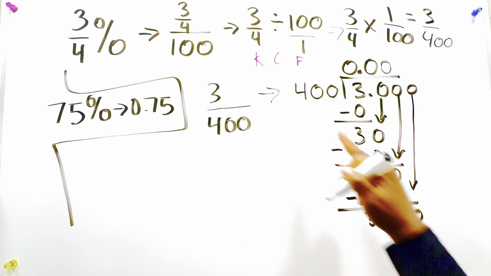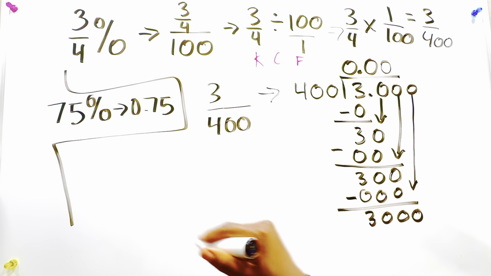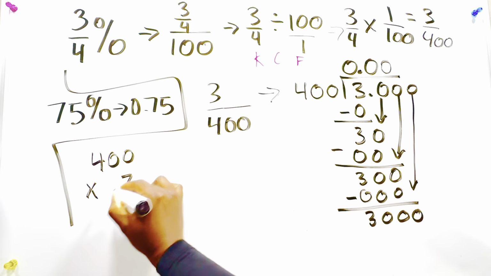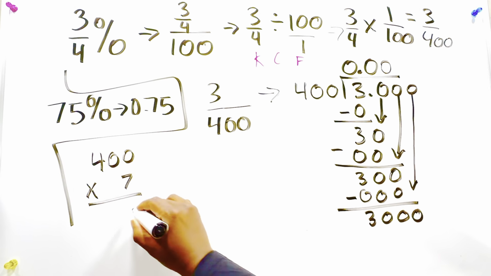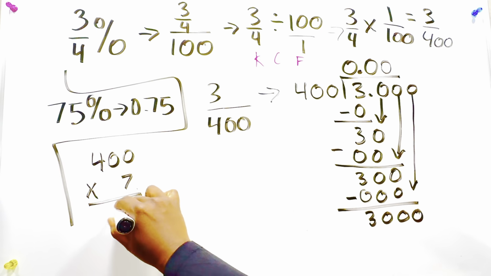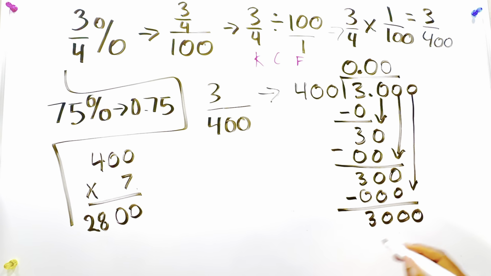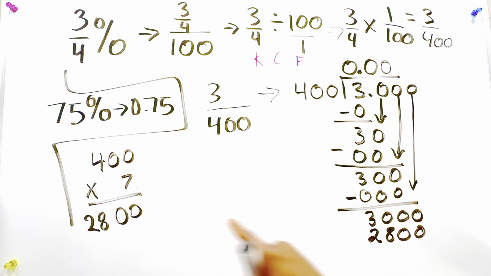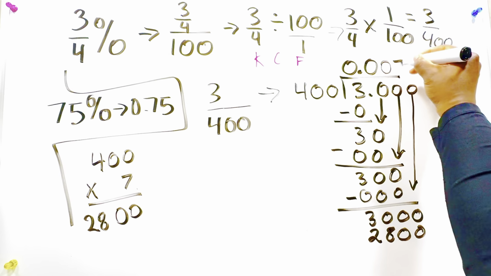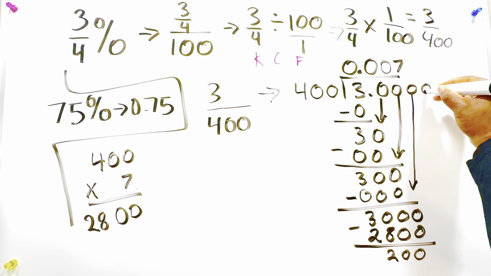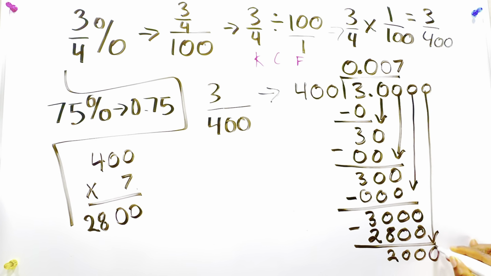Can 400 go into 3,000? Yes, it can. So now we have to think about, okay, 400 times what number gives us a value close to 3,000? So I'm going to start big. 400 times 7 will be 2,800. That's fairly close to 3,000, don't you think? So that's a perfect number for us to use. So we're going to place the 7 on the top. 3,000 minus 2,800 will just give us 200. Again, we're going to bring down another 0.